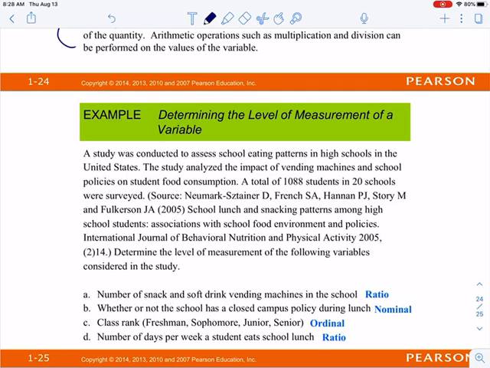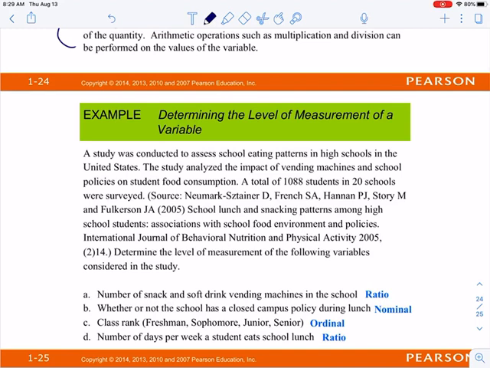Okay, so the number of snacks and soft drink vending machines in the school, first of all, it's a number, so it either has to be interval or ratio. So now we have to decide if 0 makes sense. Would it make sense if you had no snacks or soft drinks? Absolutely would. Therefore, that's a ratio.